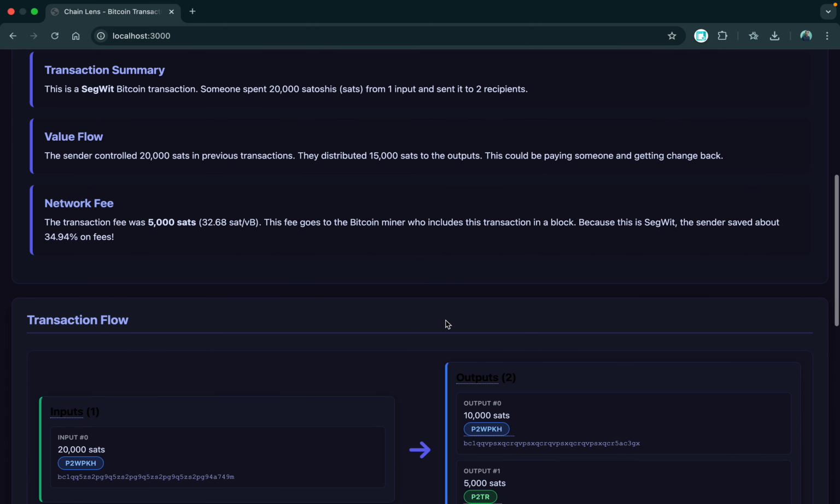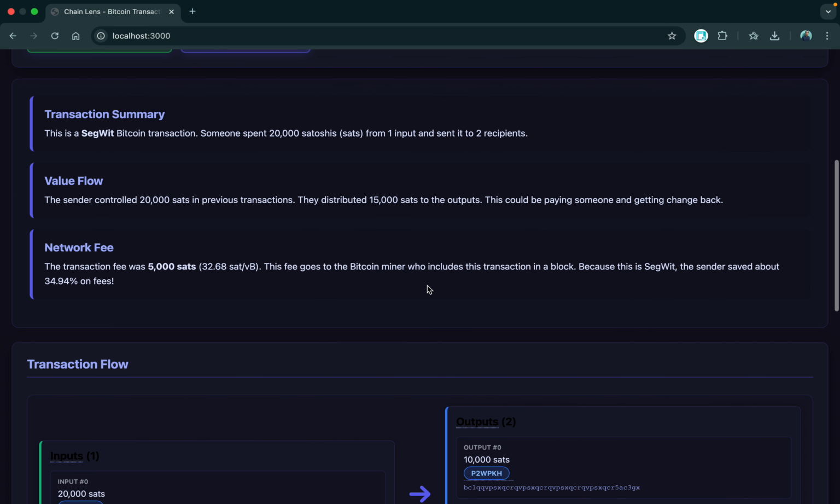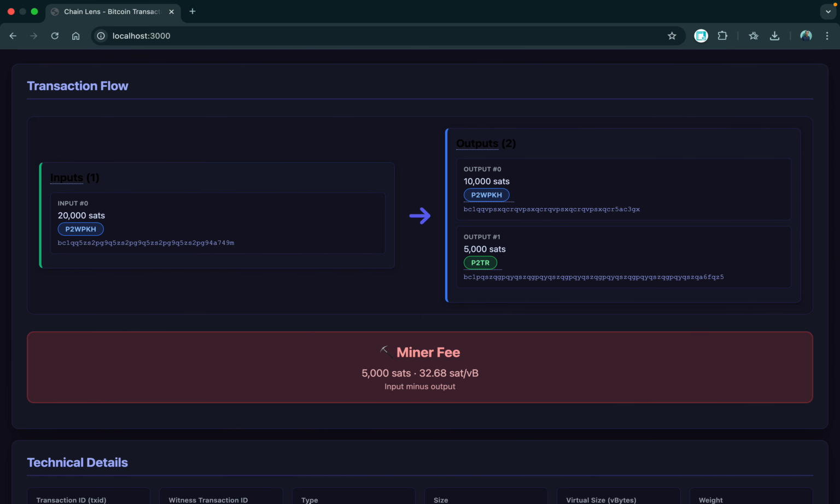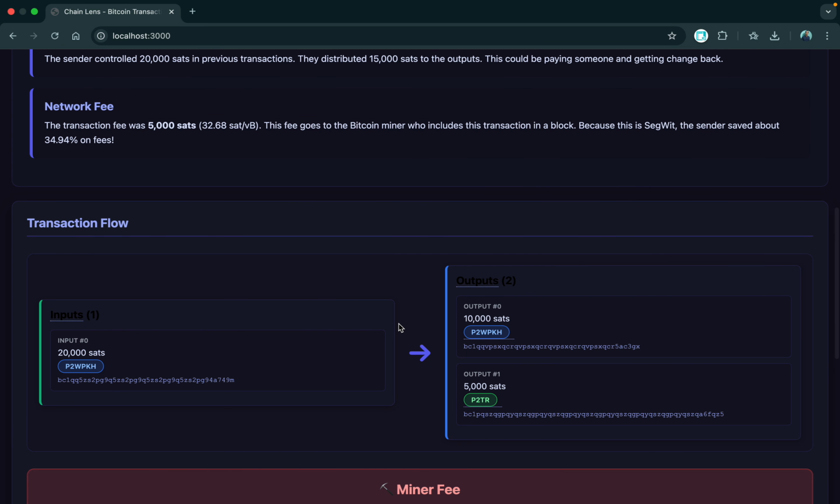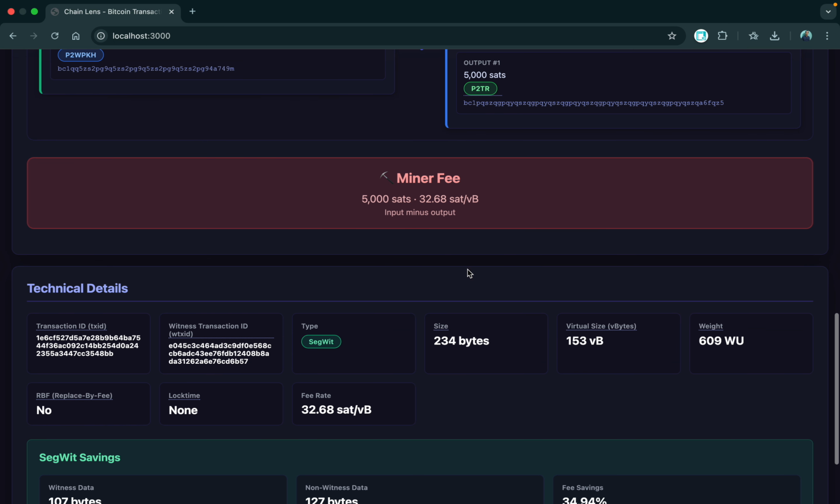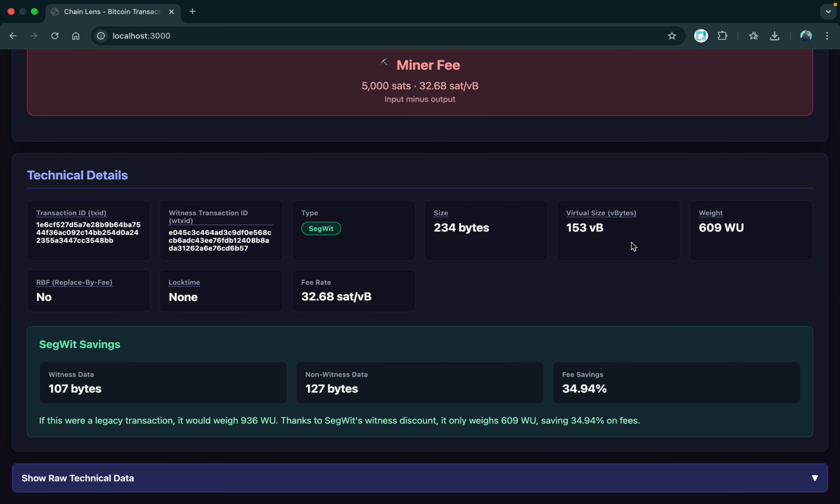The fee is simply inputs minus outputs, and the difference goes to the miner who includes this transaction in the block, making this transaction possible. Now, this fee depends specifically on the virtual bytes, or vbytes, because miners prioritize transactions based on the fee rate per vbyte. Now, this transaction weight determines the vbytes.